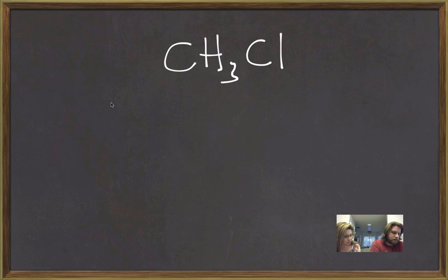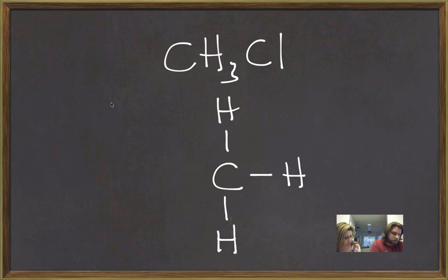All right, so one more example. How do we get a pen? CH3Cl. So we've got carbon bonded to 4 different things, one of which is a chlorine. And we know chlorine has 3 lone pairs.